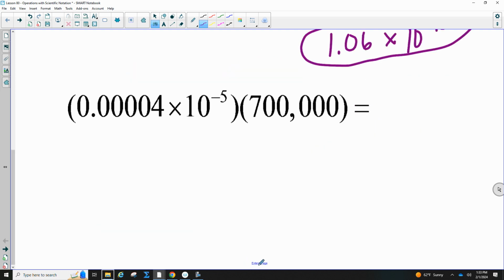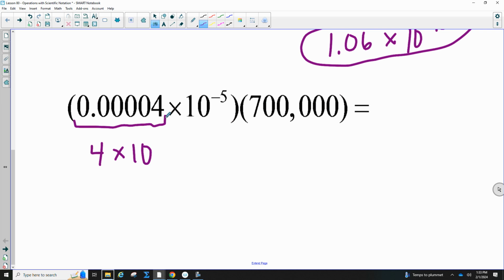All right, there's 4 zeros and a 4 times 10 to the negative 5, and then times 700,000. So first we need to write everything in scientific notation. Then we'll do the operation of multiplying, all right? So I need to change just this number right here to scientific notation, 0.00004. So we need the decimal to be right after the 4. So this would be 4 times 10, positive or negative, you guys?